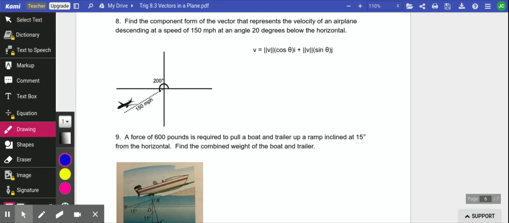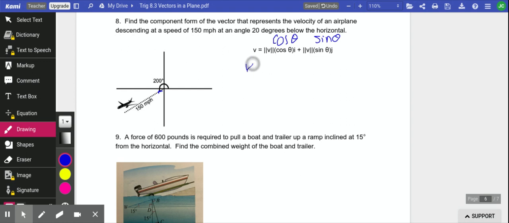So like we talked about in the previous video, our vector, we can think of our x component as the cosine of theta and our y component as the sine of theta. So that's where these pieces come from. And then in the last video, they were unit vectors, so only 1 unit long, but this one has a magnitude of 150. So we have to multiply both of those components by that magnitude of 150.